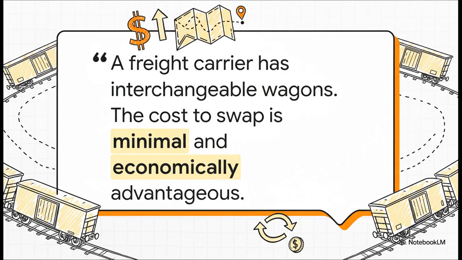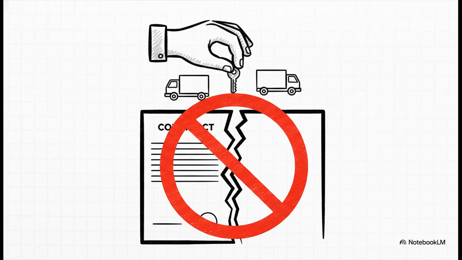Swapping one out for another is cheap and easy. That's condition 1, practical ability. And they can do it to optimize their routes and save money. That's condition 2, economic benefit. Since both are met, their right to substitute is substantive. So here's the bottom line, the crucial takeaway.